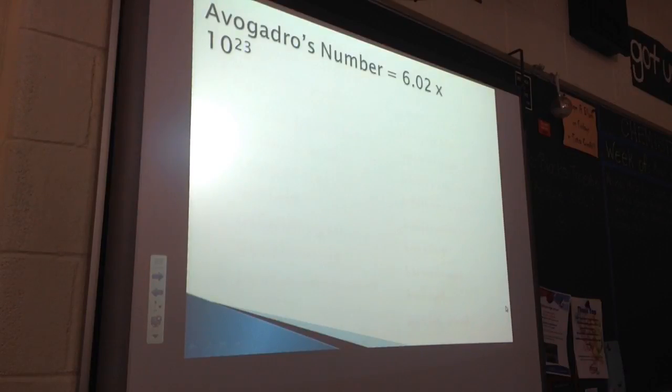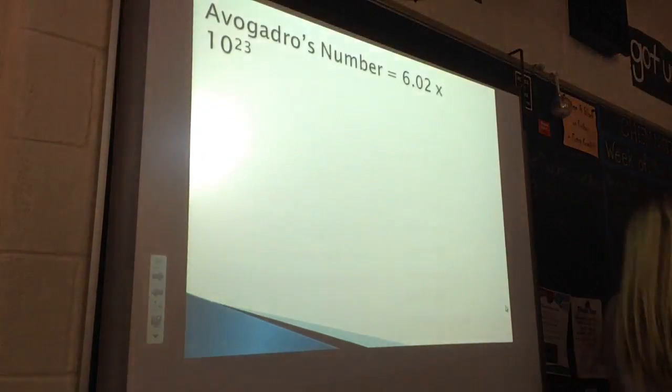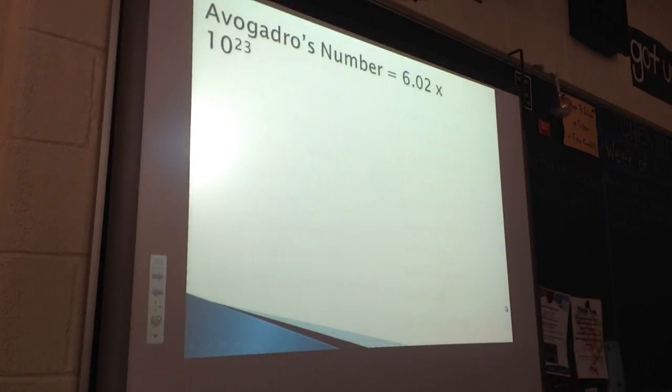His name is not crazy important, although I will tell you that sometimes on the SOL test, instead of just saying a mole, or instead of saying 6.02 times 10 to the 23rd, they'll say, if you had Avogadro's number of, and then ask you a question. You understand what I'm saying?